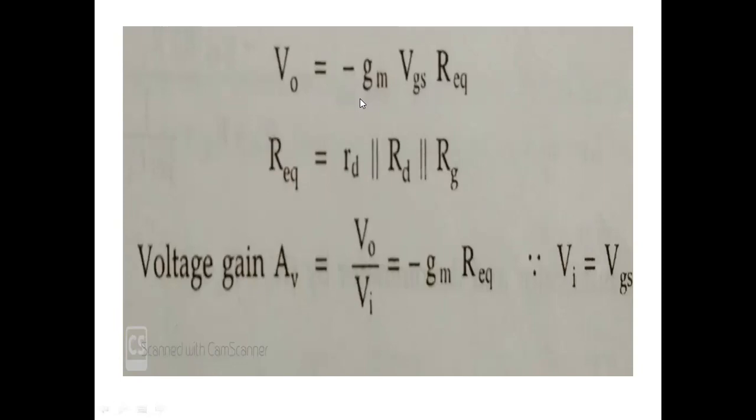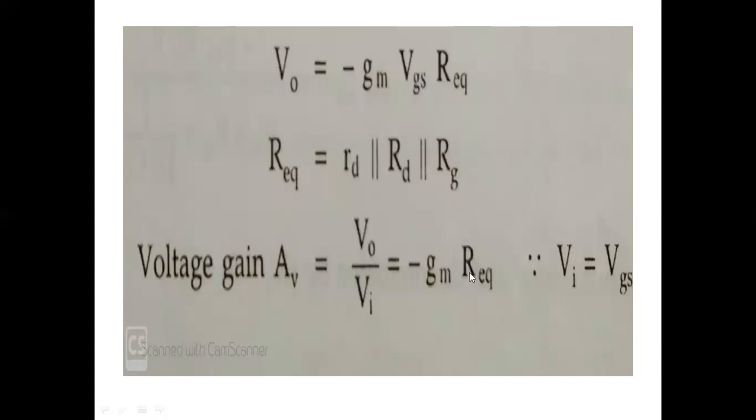We can also apply that one. Next, let us take V0 by Vi. If you follow the voltage divider rule, which we already learned in the previous class, and apply it in this process, then we can simplify the equation. From this equation, V0 by Vi is equal to minus gm R equivalent, where Vi is VGS.